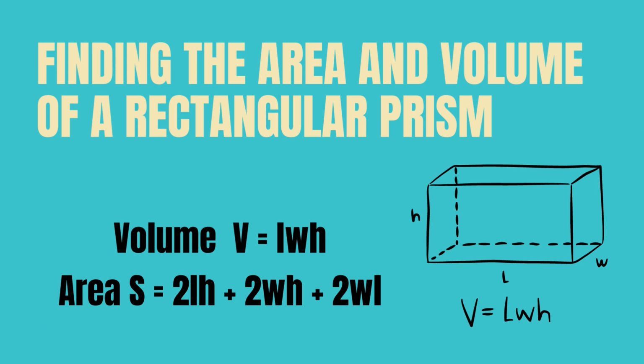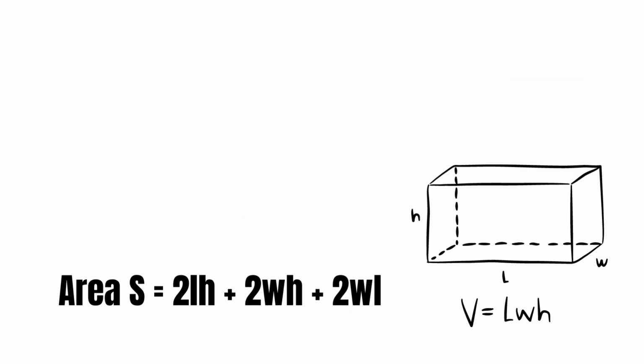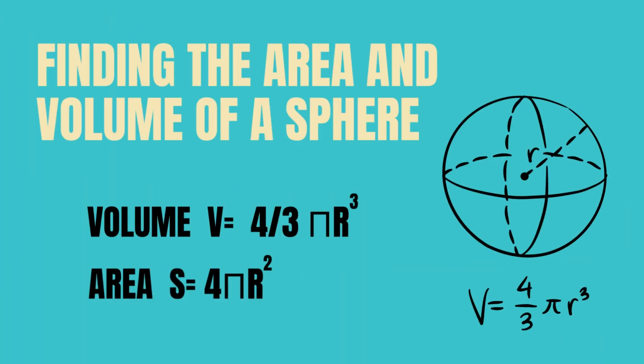For the area of a rectangular prism, you have to multiply 2 by the product of length and width, then add it to the product of 2 times width times height, and then add it again to the product of 2 times height times length. Now, for the volume of a sphere, the formula is 4/3 times pi times r cubed. And to find the area of the sphere, it's 4 times pi times r squared.